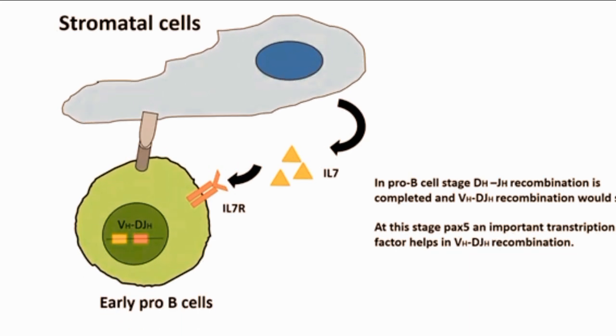Later, when it progresses to the early pro B cell stage, then interleukin derived from the stromal cells gives rise to specific signaling that helps in the total VDJ recombination process. Other than these external signals, the external signals impinge upon internal transcription factors, which help in this process, maybe by producing the recombinase genes or many other aspects of the recombination.